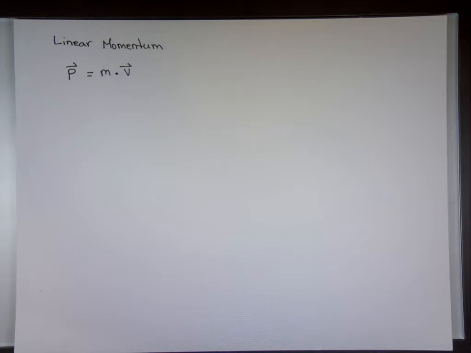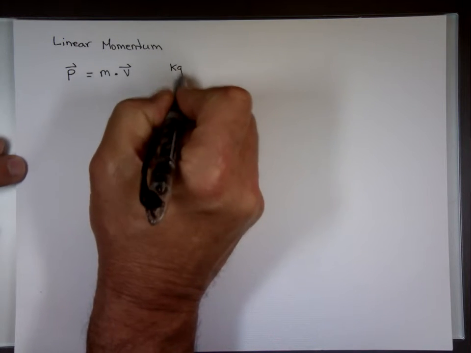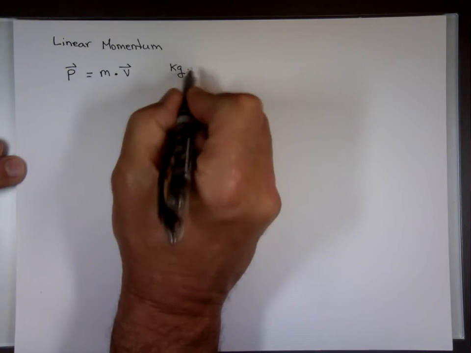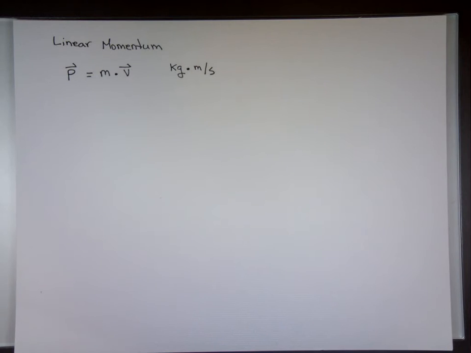The units for linear momentum: what are the units for mass? Kilogram. And what is the unit for velocity? Meter per second. So momentum has units kilogram meter per second. We use P, the simple P, for linear momentum.